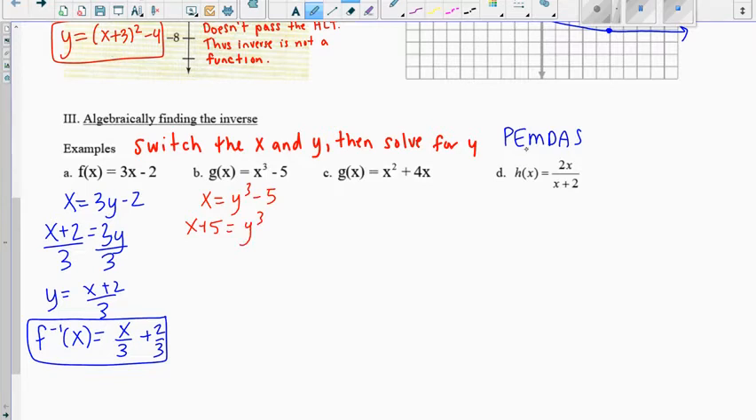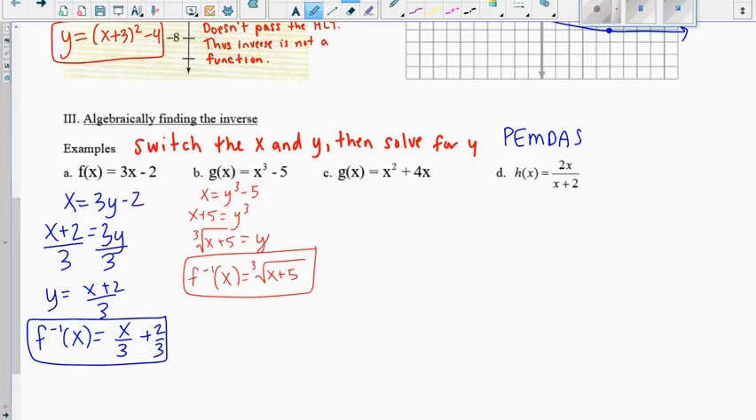There was no multiplication or division, so now that's why we're at the exponent. So we get rid of the exponent. We want to take the cube root of both sides. So this would be the cube root of x plus 5. And the cube root of y cubed would just be y. And again, now I can go ahead and use my inverse function notation to get my inverse equation.